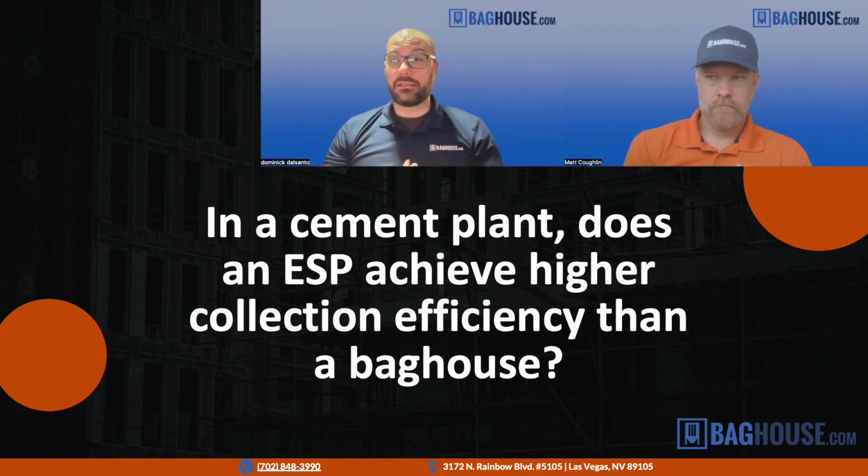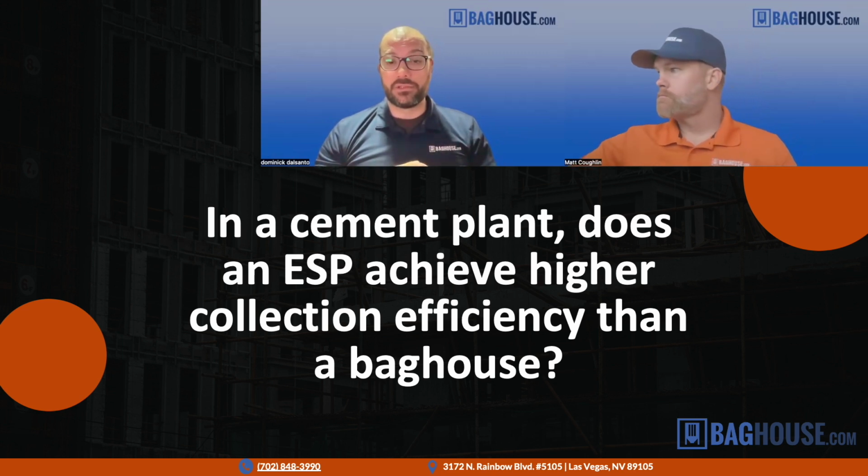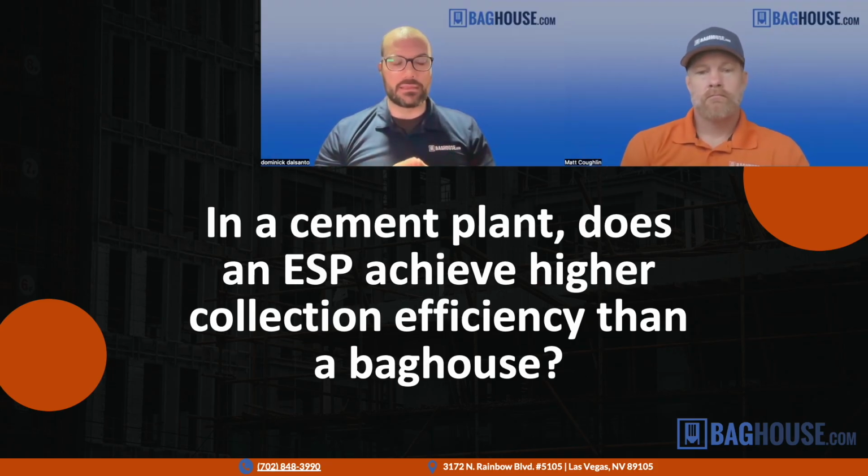So ESP meaning electrostatic precipitator. Generally speaking, no. ESPs are really only used on really large applications. So we're talking at a cement plant, it'd be like at an actual cement kiln where you have the massive cement kiln, maybe 500,000, a million, 2 million CFM. That's where you would see the larger ESPs. In the past, they were a viable alternative to baghouses when you considered the overall costs and over the life of it and things like that.